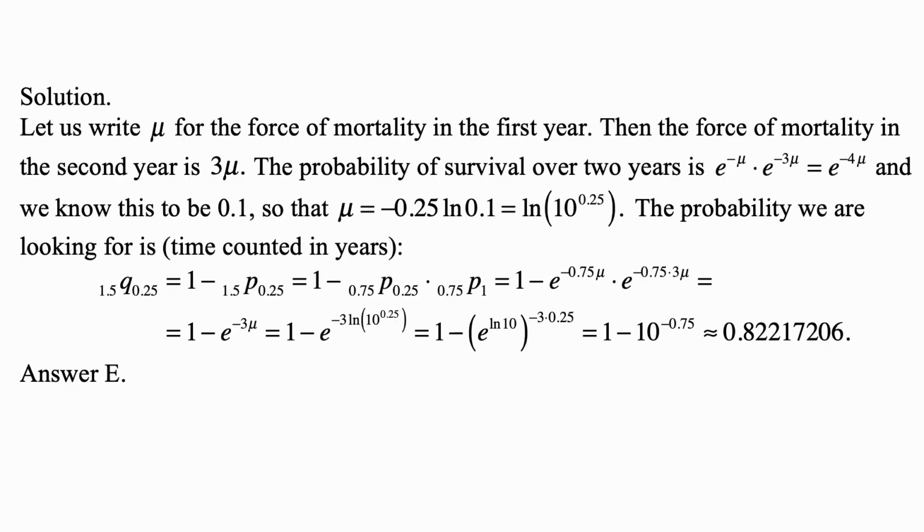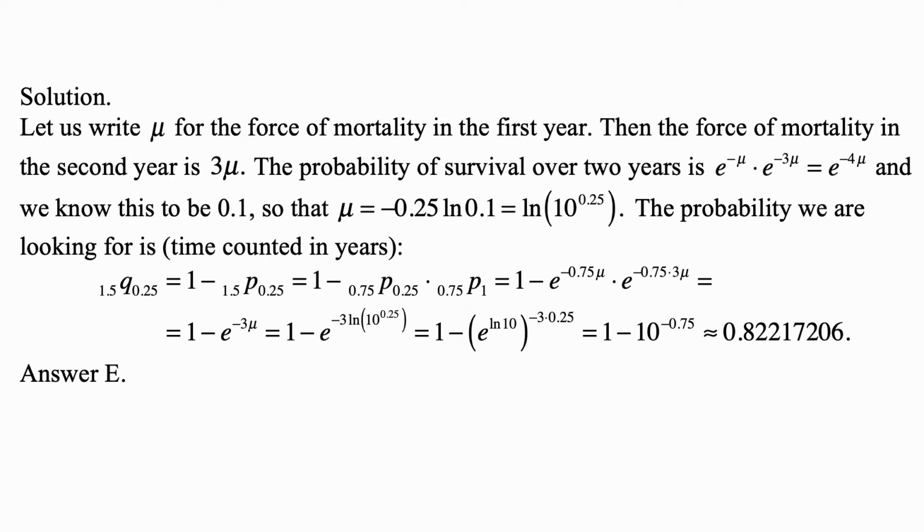Let us write mu for the force of mortality in the first year. Then the force of mortality in the second year is 3 times mu. The probability of survival over 2 years is e to the minus mu times e to the minus 3 mu, which is e to the minus 4 mu. And we know this to be 0.1, so that mu is equal to negative 0.25 times the natural logarithm of 0.1.